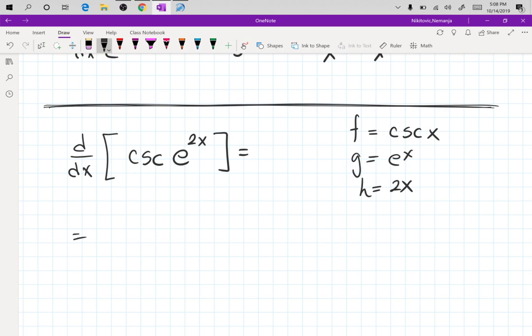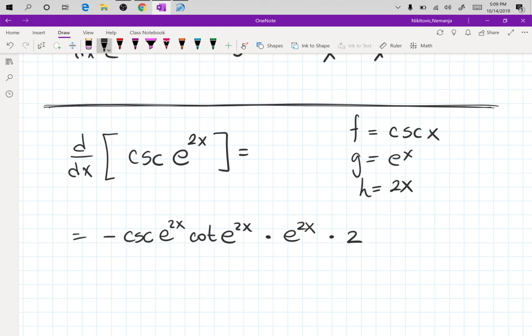You said the derivative of cosecant is negative cosecant x cotangent x. Great. Which means negative cosecant of e to the 2x, cotangent e to the 2x. So that's the toughest part, right? To use the inner function there. And then times the derivative of e to the 2x, which is e to the 2x, and then times 2.